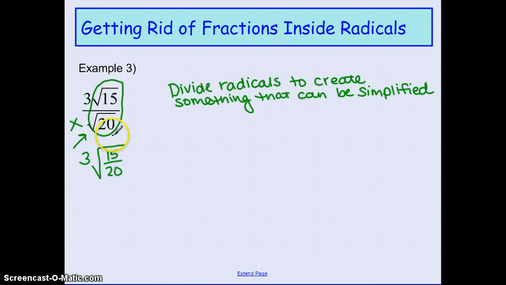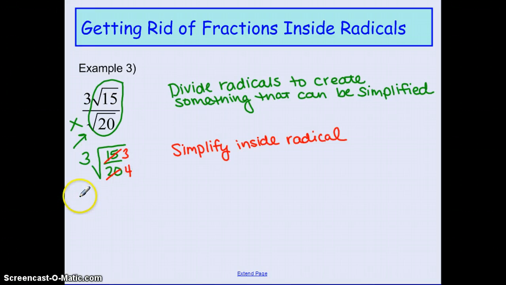So we got rid of one problem, having the radical in the denominator, but created another one. However, this is a problem we can solve, because now we can try simplifying inside the radical. So this is exactly the same thing I was doing before. I'm going to divide by 5 and get 3, divide by 5 and get 4, which leaves me with 3 times the square root of 3 over 4.